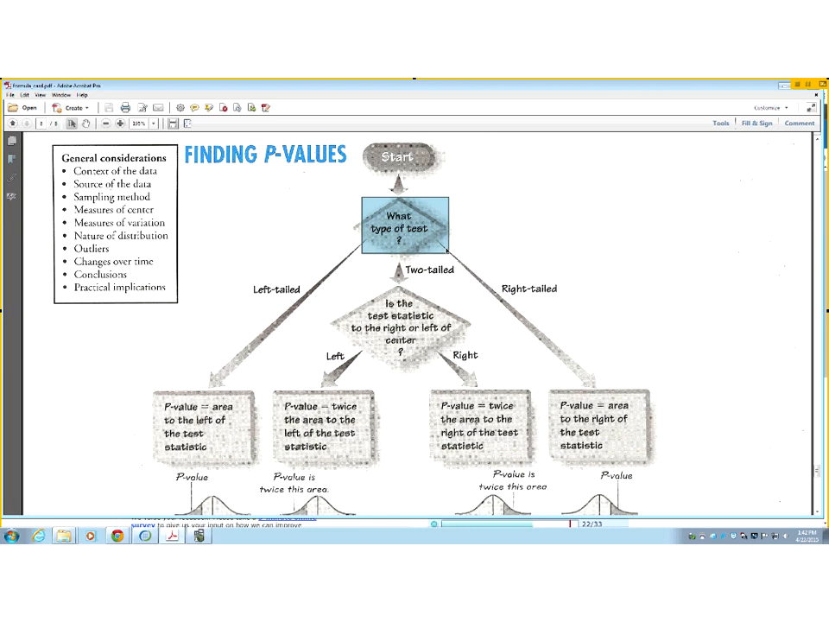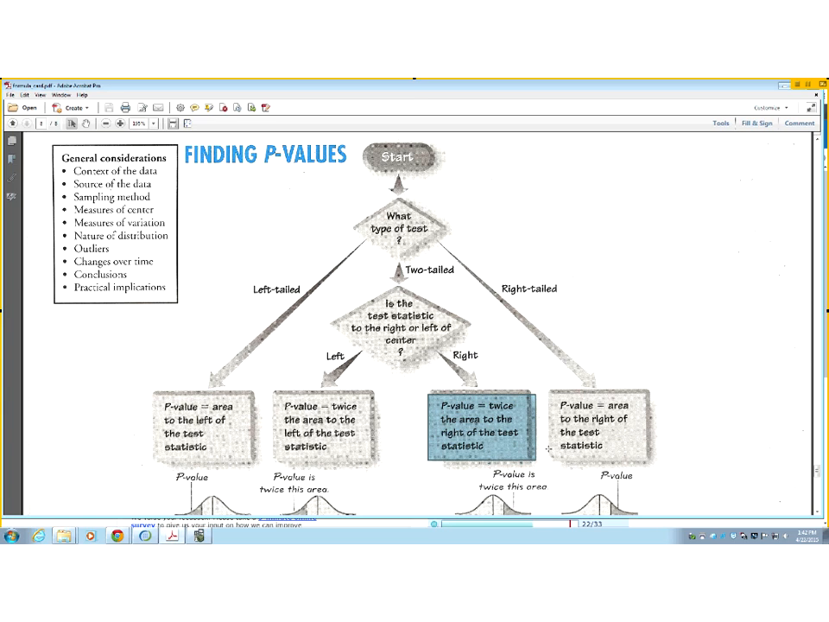So what type of test is it? Look at the H1. I think our H1 was not equal to, so that tells us it's a two-tailed test. And if it's a two-tailed test, is the test statistic to the left or to the right of the center? So your test statistic was 2.273, right? So then you're on the right. Okay, so your p-value is twice the area to the right of the test statistic.